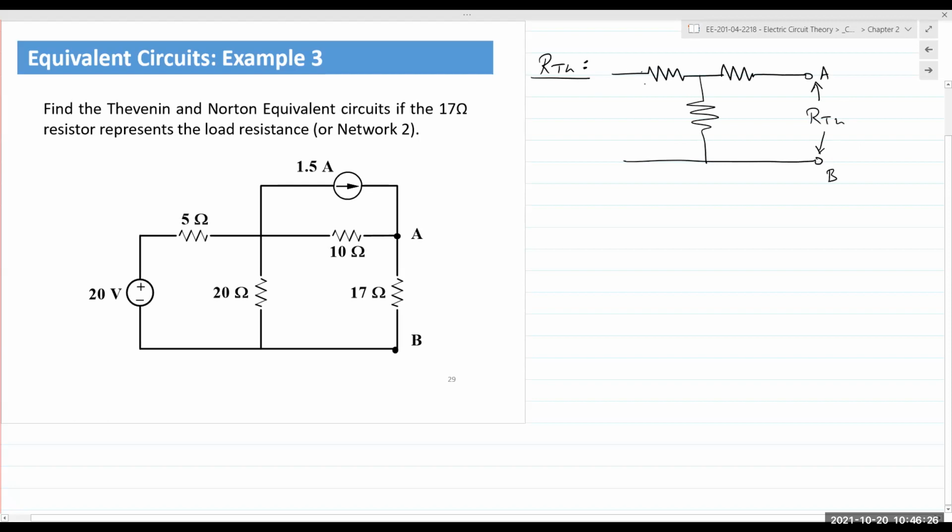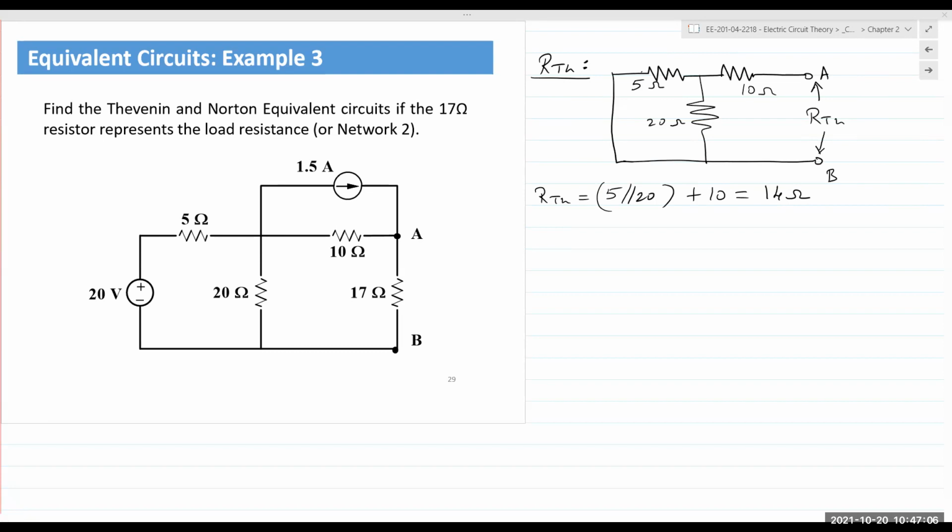RTH between terminals A and B. Voltage source is shorted out. Current source is opened. You have 5, 20, and 10. RTH is 5 in parallel with 20, in series with 10. 5 in parallel with 20 gives 5 times 20 is 100 divided by 25, which is 4 ohms, plus 10, 14 ohms. Let's make sure. Yeah, 14 ohms.